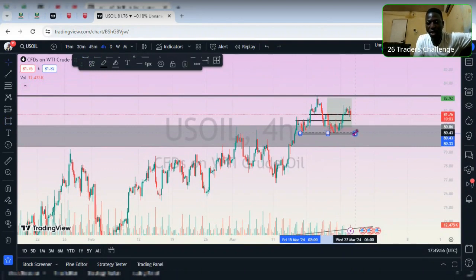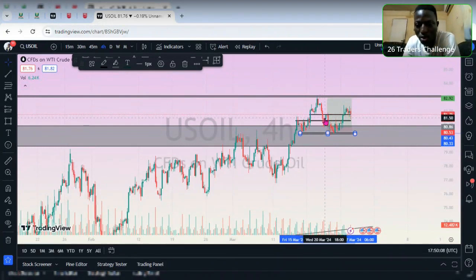And now look at the line we drew earlier. It's holding as a support zone. Currently, it has broken above this particular line. So we are holding this place. I actually drew this currently. Okay, look at these two lines.